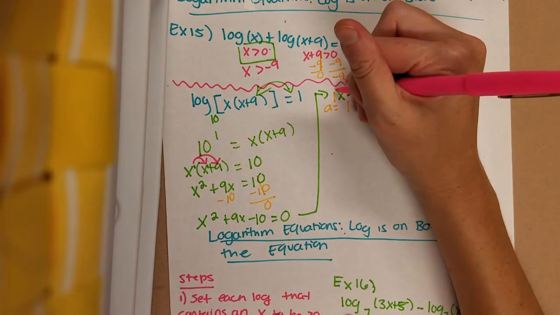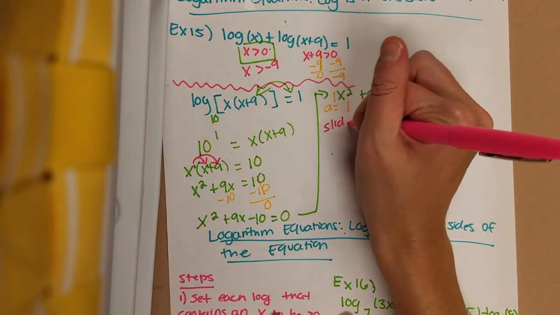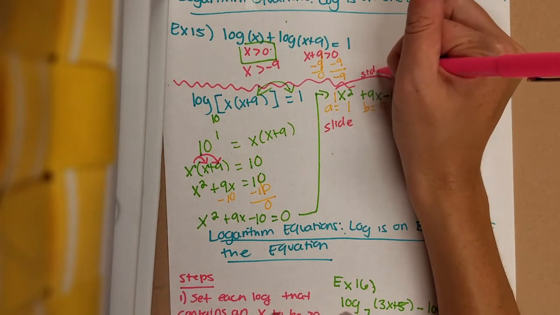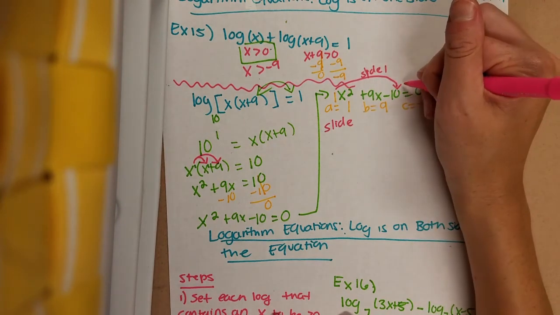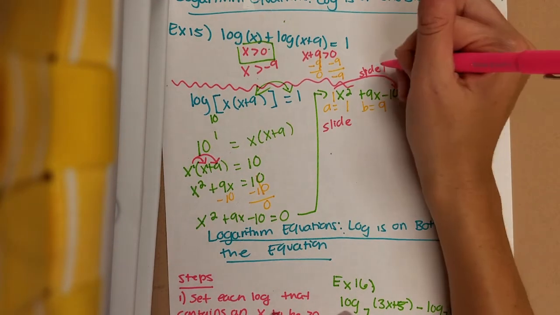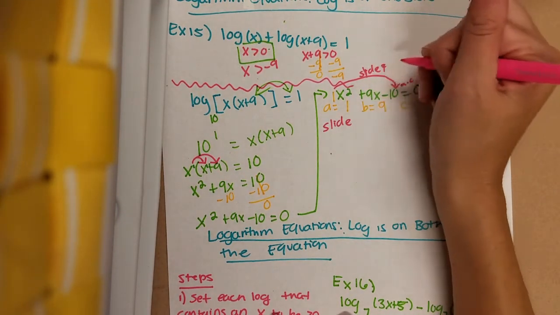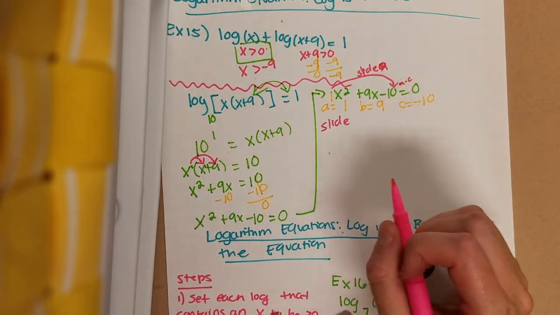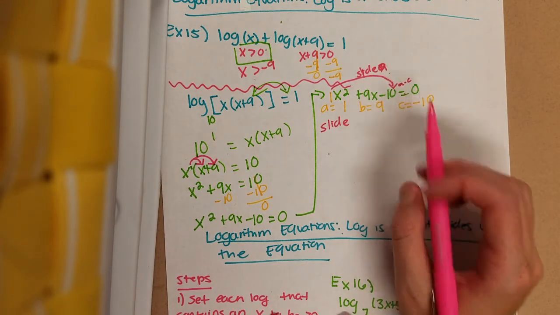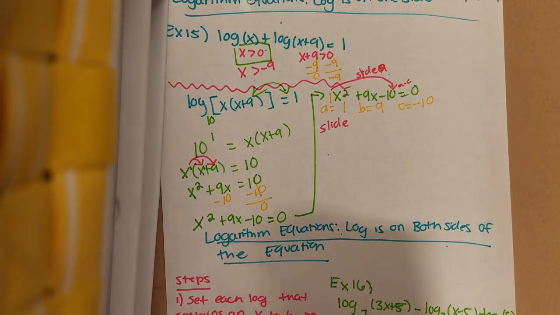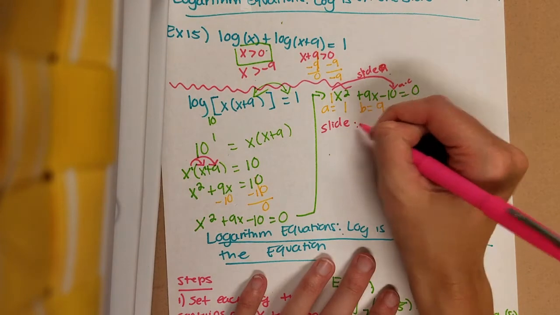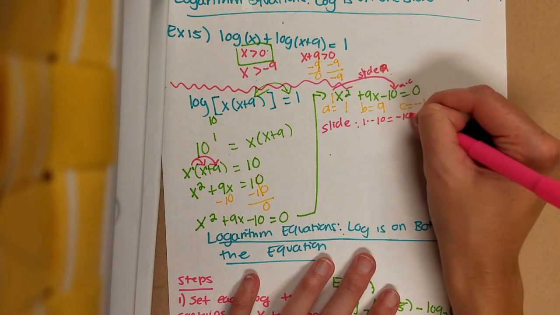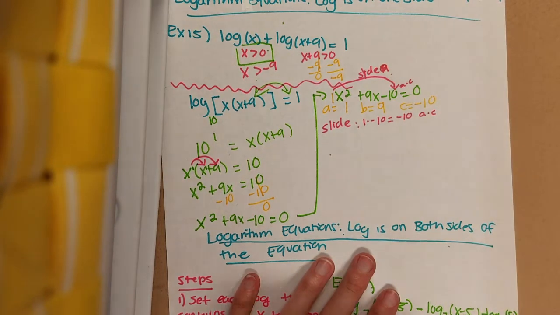Okay, so I'm going to slide the 1 over to the negative 10. So I'm sliding my A value over, and then you're going to multiply the A times the C. Sorry guys. So we're going to slide the A over, okay? So 1 times negative 10 is negative 10. So this is my A times C.